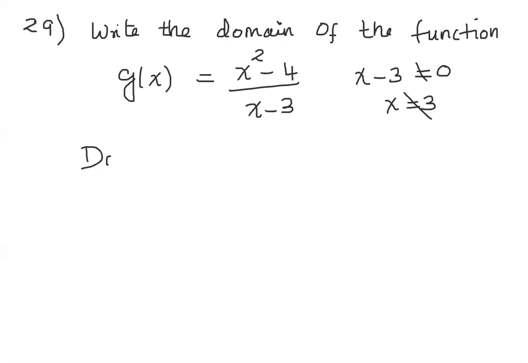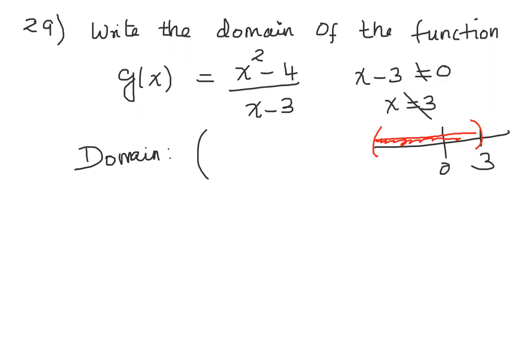That's how we define the domain. So the domain is all numbers. If you look at the number line, all numbers from negative infinity to 3 and 3 to positive infinity. So it's going to be negative infinity to 3 union 3 to infinity. So that is the domain of this function. Number 30, the same question, we have to write the domain of the function.